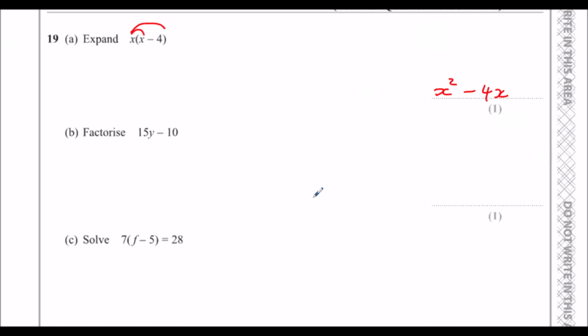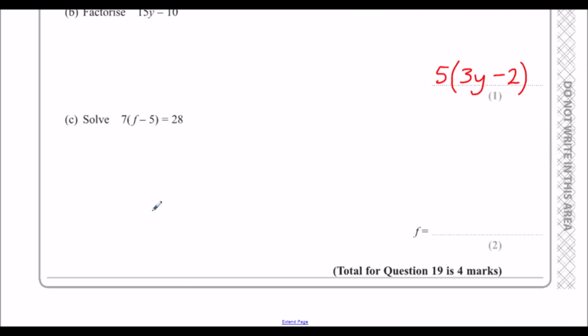Part B says factorize. That's the opposite of expanding. That means put back into brackets. So what can we take out of both of these? What times table are 10 and 15 both in? They're both in the 5 times table. We can take 5 outside. 5 times what makes 15y? 5 threes make 15. So 5 times 3y makes 15y. And 5 times what would give us a negative 10? 5 times negative 2 gives us negative 10. So there we've factorized.